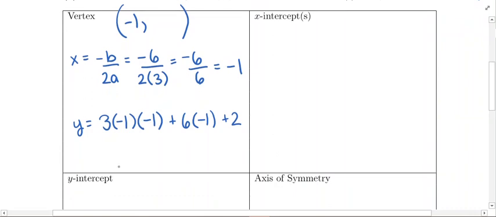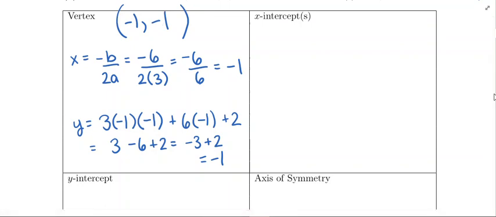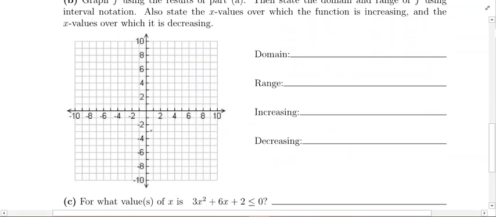Okay, so if we simplify this, this is going to tell us that y is going to be 3 times negative 1 times negative 1. If we look at this little piece, negative times negative will be positive. So this is going to be positive 3. 6 times negative 1 is negative 6. And then we tack on the plus 2. So if we go from left to right, 3 minus 6 is negative 3. Plus 2, that's going to be negative 1. Okay, so the vertex is at a nice point. It's at negative 1, negative 1. That is right here. Since this parabola opens upward, this is going to be the lowest point on the parabola.